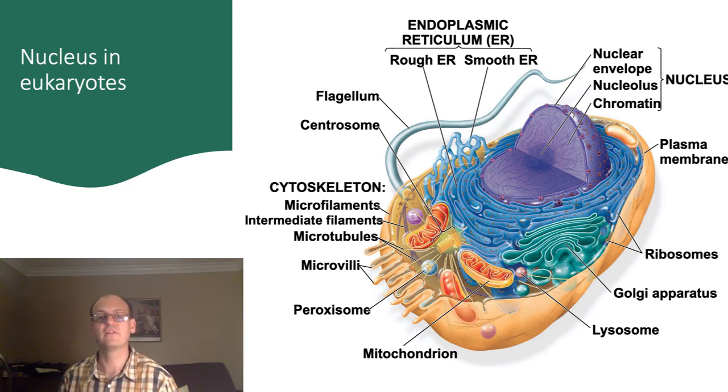The nucleolus is the location where ribosomal RNA combines with ribosomal proteins and is assembled into the subunits of the ribosomes. As we will learn in a minute, ribosomes are responsible for the manufacturing of proteins.